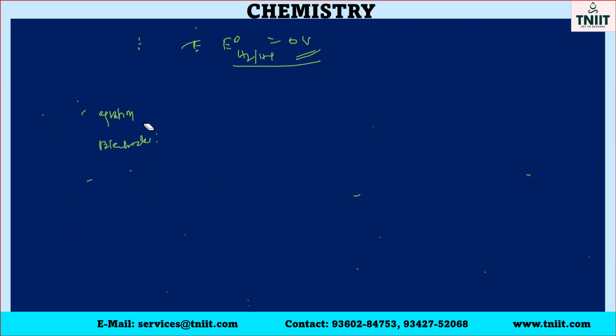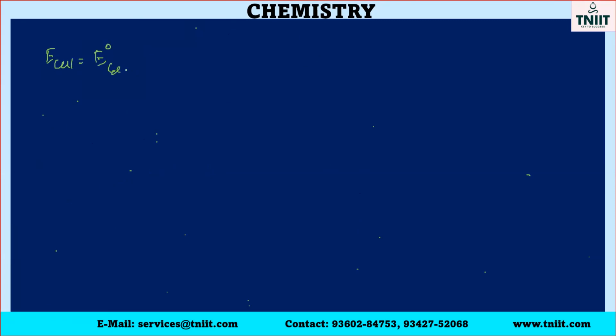the Nernst equation. The Nernst equation is given by the formula. EMF of the cell is given by the formula: E naught of the cell here. A cell consists of two electrodes, remember. That plus 2.303 RT by nF log of concentration of the reactants by concentration of the products. This is the Nernst equation to calculate the EMF of the cell.